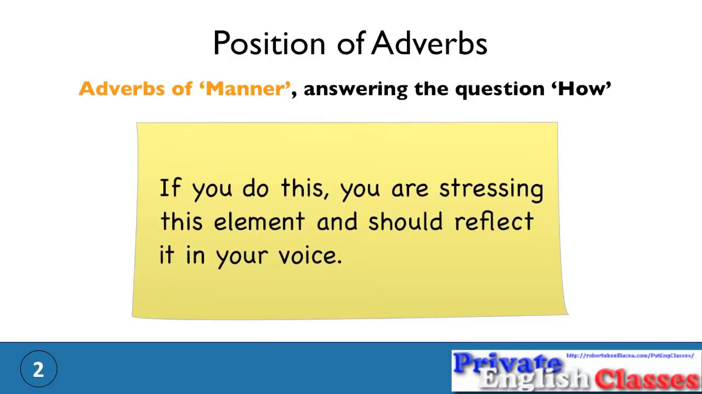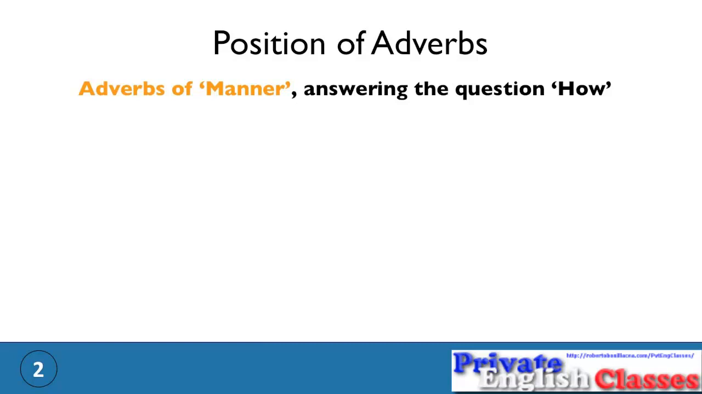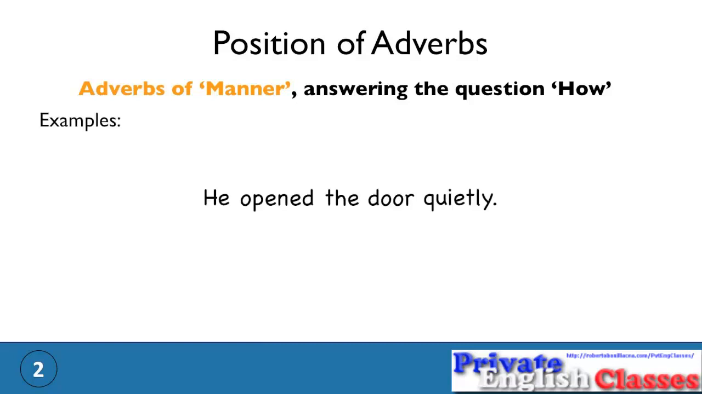If you do this, you are stressing this element, you are emphasizing this element, and should also reflect it in your voice. Let's look at some examples. He opened the door quietly. So you have the who, what, and how. Now, because the how is an ly adverb, you can put it before the main verb, like any other adverb, and stress it with your voice. He quietly opened the door.